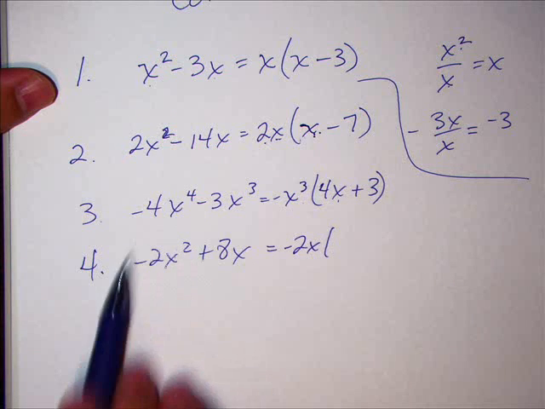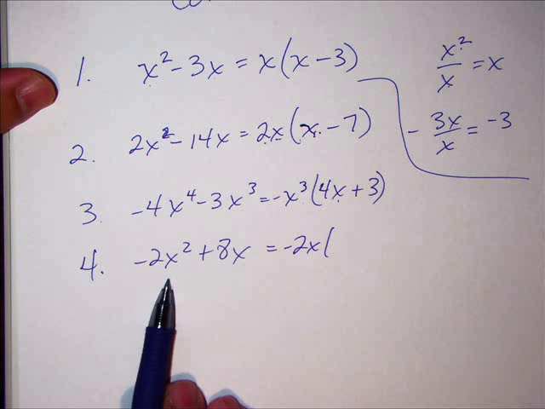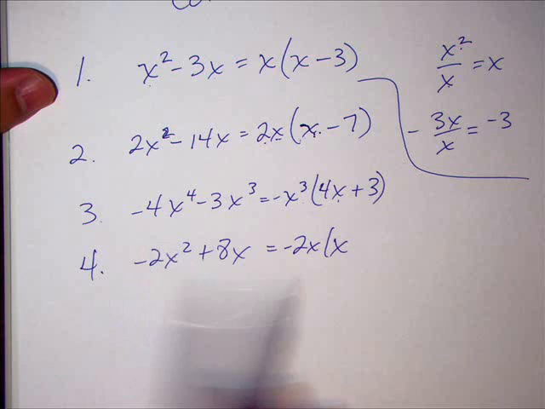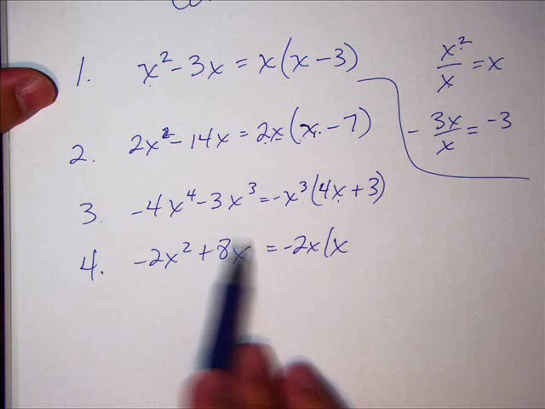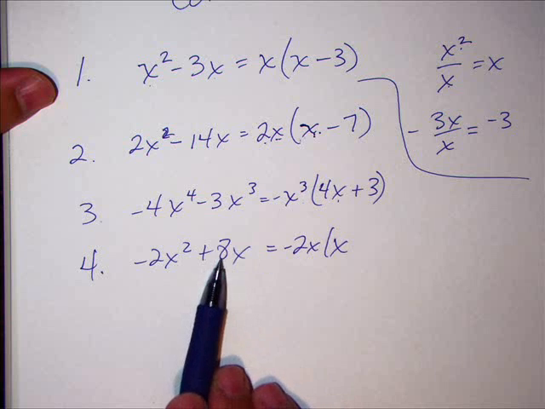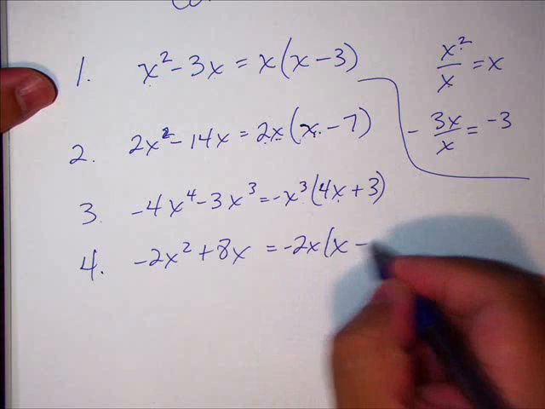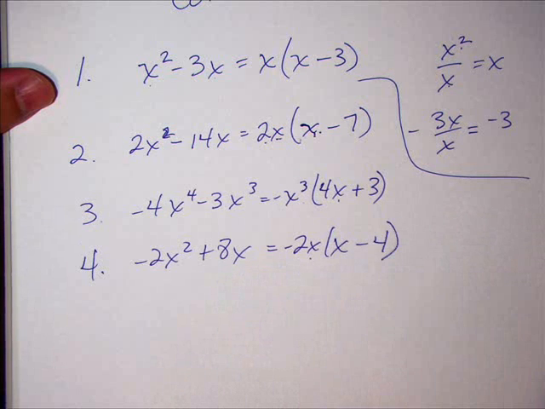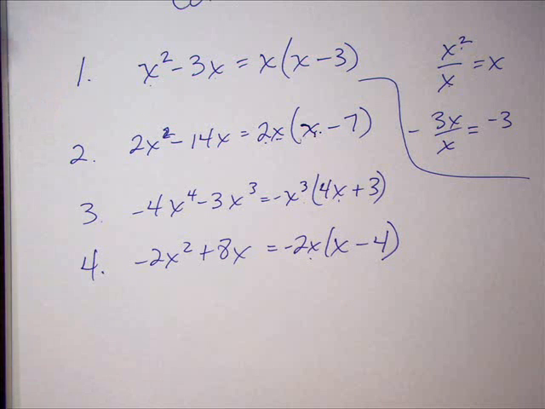When I take a negative 2x out of negative 2x squared, it leaves me just a positive x. When I take a negative 2x out of positive 8x, it's positive 8 divided by negative 2, making negative 4. And the x is completely canceled, so there's no x left. That's it for common factors.